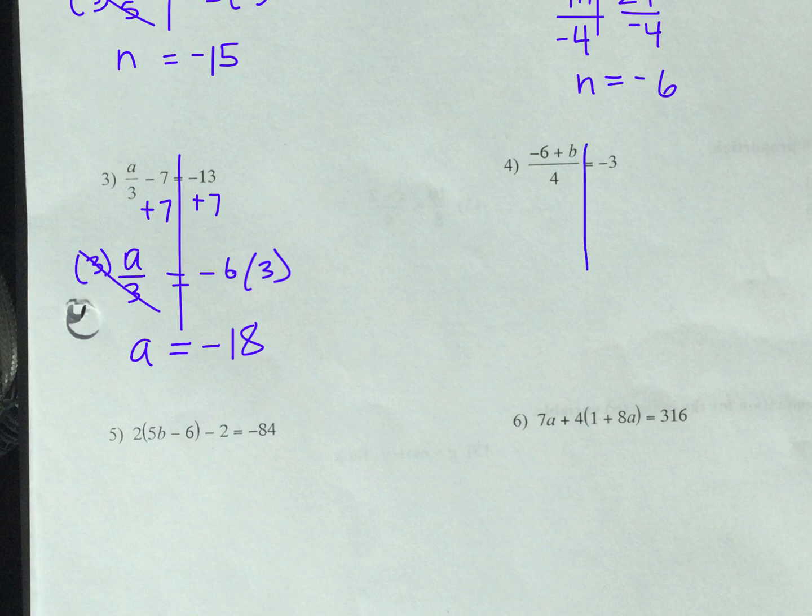All right, these always throw us off, but we hate fractions, so the first thing we need to do is get rid of that 4. So it's being divided, so I'm going to multiply by 4. So now I have negative 6 plus b equals negative 12. I need to get the 6 over, so I'm going to add 6. b equals negative 6.